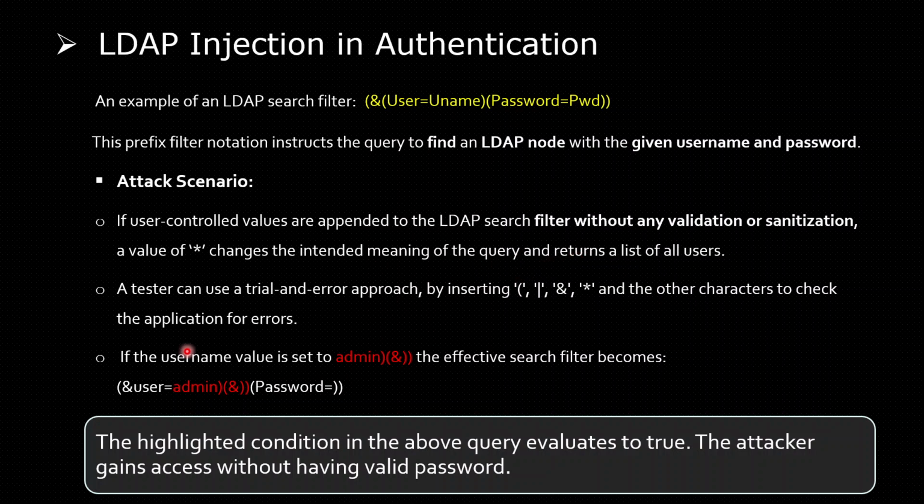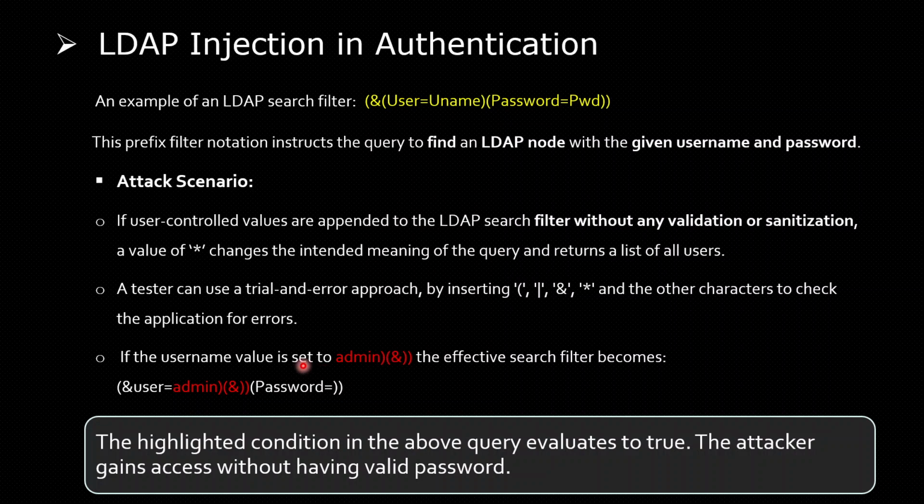When testing, you can use a trial and error approach, where you insert an opening bracket, a star, and other malicious characters to check for errors. Based on the error, you will be able to see whether this application is using LDAP or not. If the application is using LDAP, then you can insert a payload like we have entered, and perform the LDAP injection and authentication bypass.